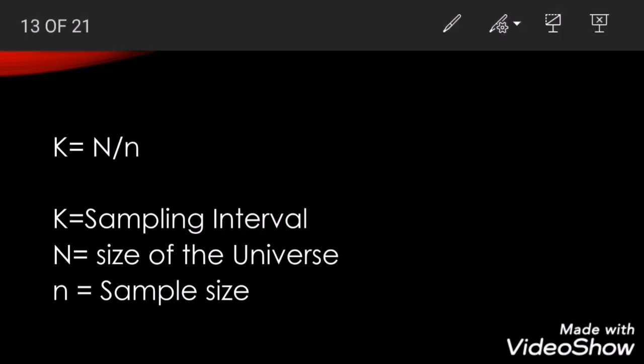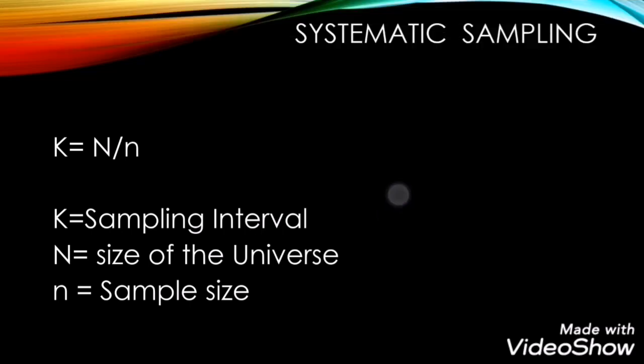So in our example, the size of the universe is 100 and the sample size is 10. So the sampling interval k is equal to 100 by 10. 10 is the sampling interval. Every 10th student will be taken as a sample: 10th, 20th, 30th, and so on.